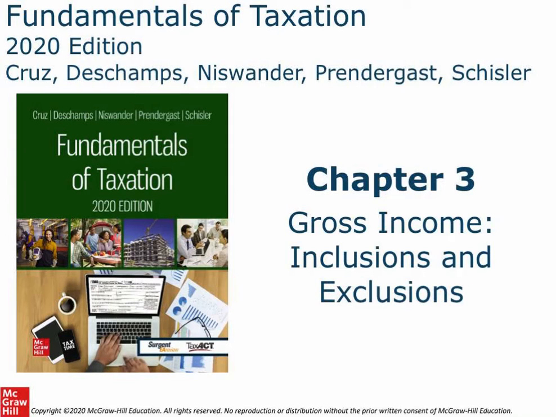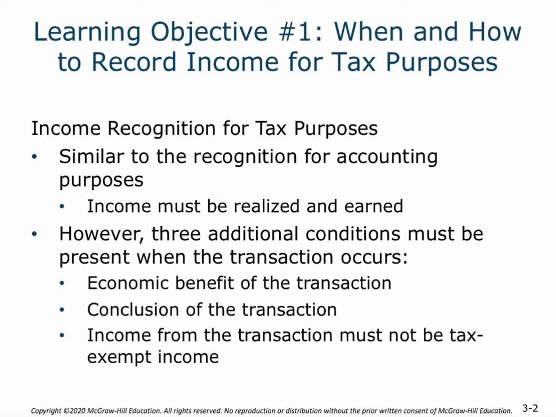Hello class, today we're going to take a look at Chapter 3, Gross Income, Inclusions, and Exclusions. Learning Objective 1, when and how to record income for tax purposes. Income recognition for tax purposes, the income must be realized and earned, and this is similar to recognition for accounting purposes. However, we're going to have 3 additional conditions that need to be met. Economic benefit of the transaction, conclusion of the transaction, and income from the transaction must not be tax-exempt income.